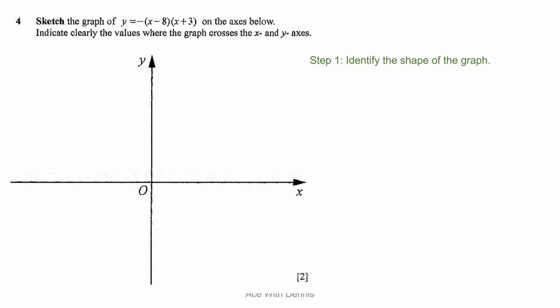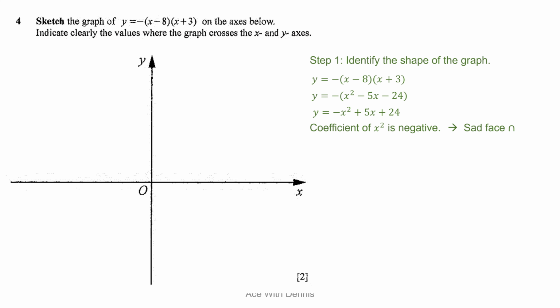Given that the equation is y equals negative bracket x minus 8 times x plus 3, we expand the 2 brackets and get y equals negative bracket x squared minus 5x minus 24. Then we expand the bracket again, and we get y equals negative x squared plus 5x plus 24. From this equation, we can see that the coefficient of x squared is negative. Hence, the shape of the graph will be a sad face. So now we have identified the shape of the graph.